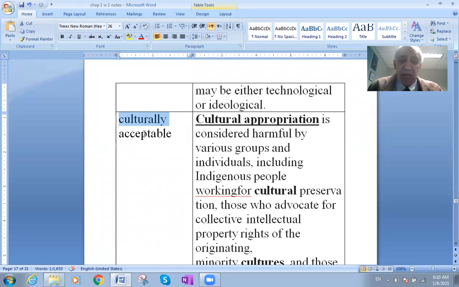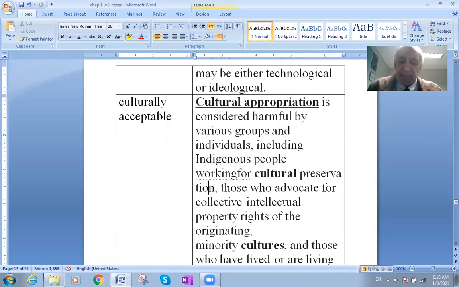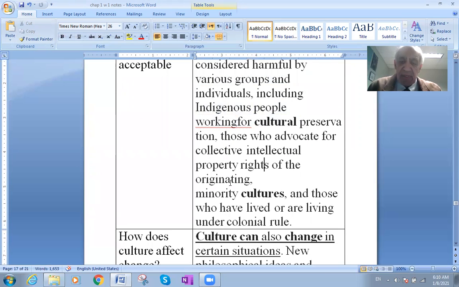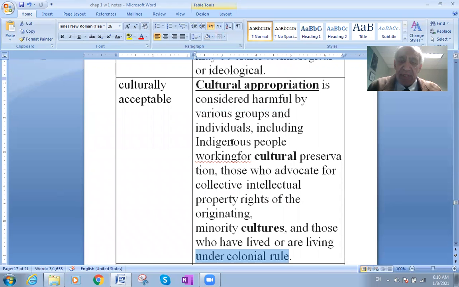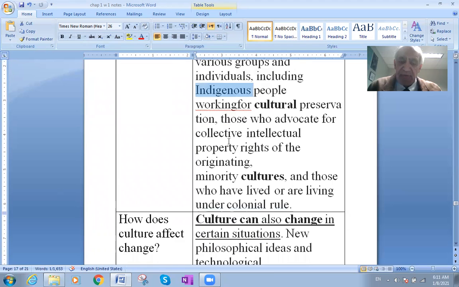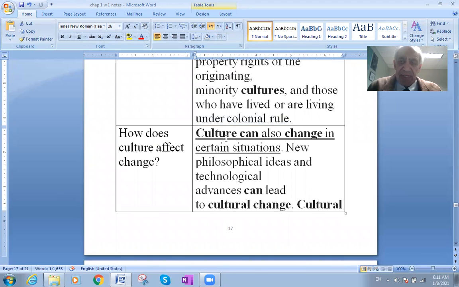What about cultural appropriation? It is considered harmful by various groups and individuals, including indigenous people working for culture preservation, those who advocate for collective intellectual property rights of the originating minority cultures, and those who have lived or are living under colonial rule. We will have a part about the indigenous people, like those in the United States and in Canada. We will talk about it further in detail.